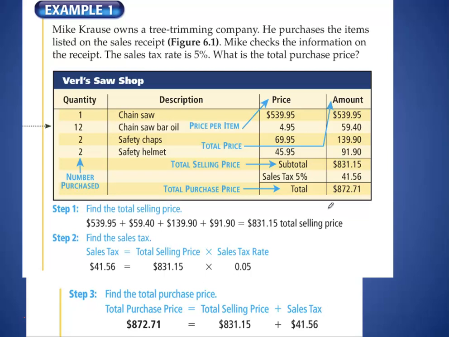Here is an example of a receipt. Mike Krause owns a tree trimming company. He purchases the items listed on the sales receipt. Mike checks the information on the receipt. The sales tax rate is 5%. What is the total purchase price? You can see he followed these three steps. First, you find the total selling price. Then you find the sales tax, and then you add those two together. I know you might not have a lot of room on your sheet, but if you would like to pause and write down these three steps, that might help you complete the problems on the practice.